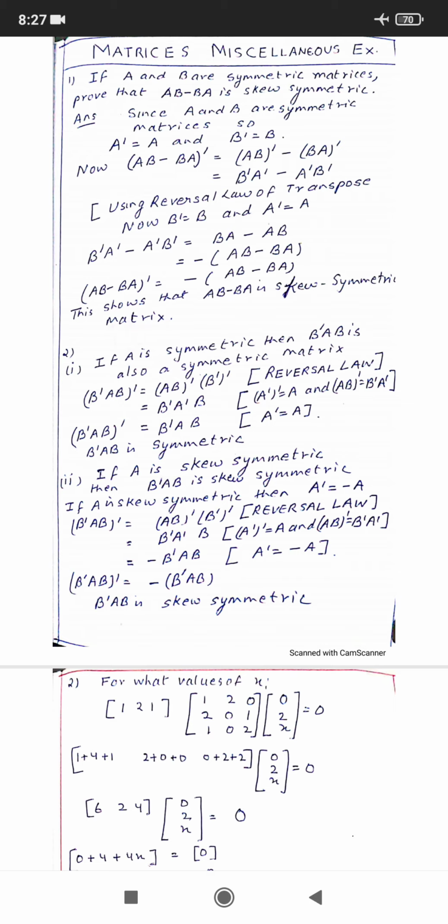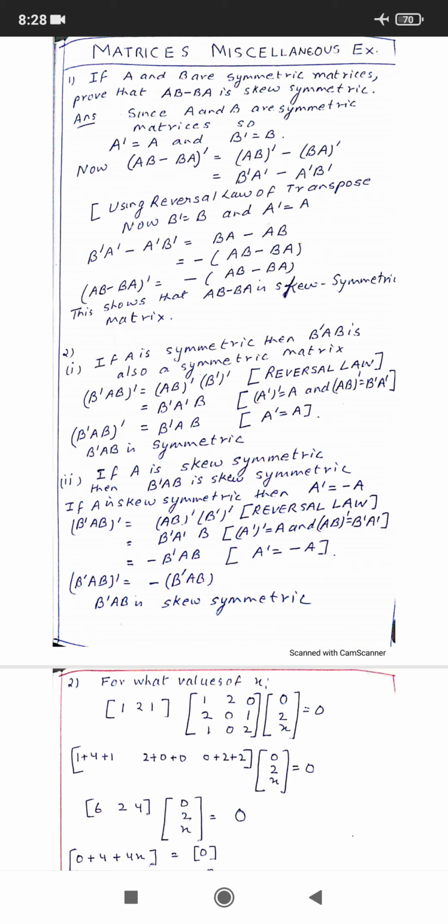The same thing holds for a skew symmetric matrix. We are given A is a skew symmetric matrix. We need to prove B dash AB is a skew symmetric matrix. If A is skew symmetric, then A dash is equal to minus A. This is the definition of skew symmetric matrix. B dash AB whole dash is equal to AB whole dash and B dash whole dash. This is just like the previous question we have done, and this will become B dash A dash and B dash whole dash will become B only.